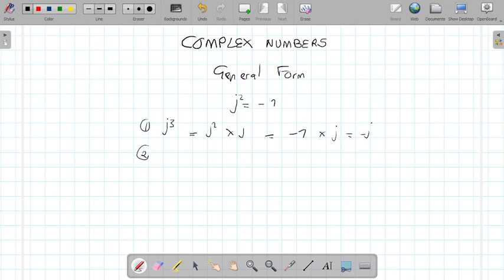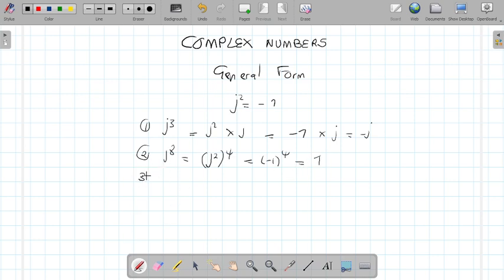Let's try another one. J to the power of 8 is J to the power of 2 multiplied by 4. Right. Now, what is J to the power of 2? J to the power of 2 is -1, to the power of 4. Now, 4 is an even number. -1 to the power of 4 gives us positive 1.